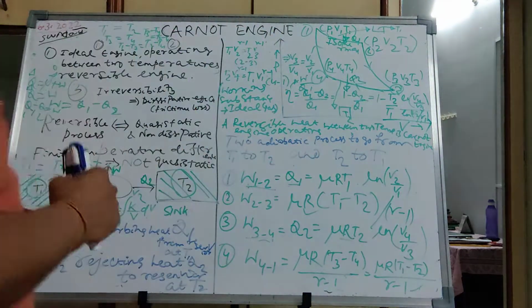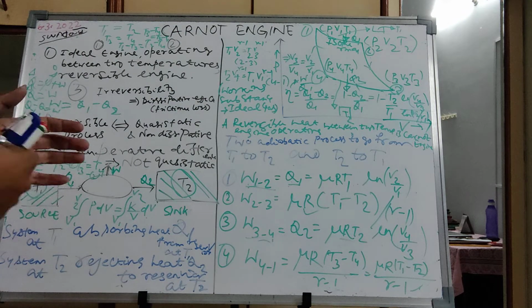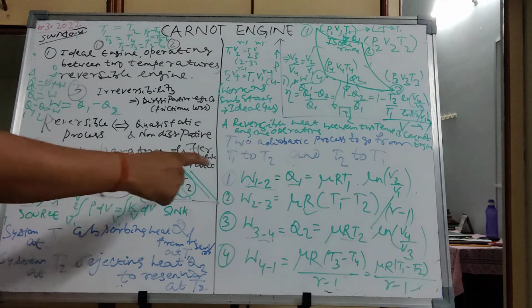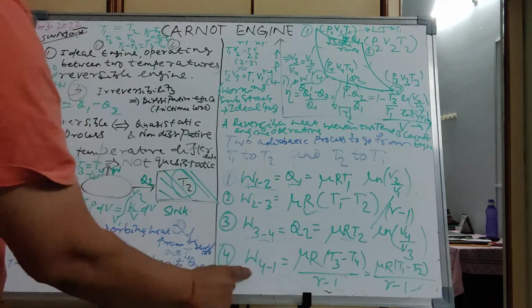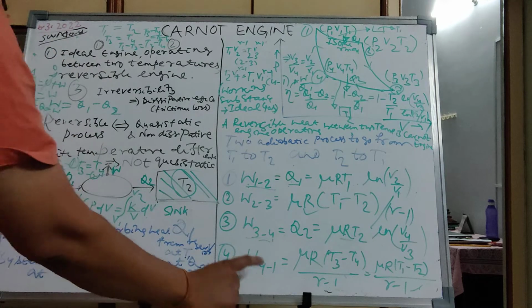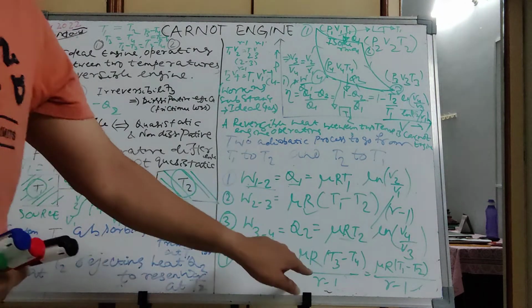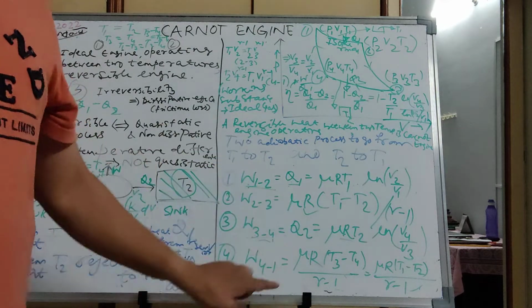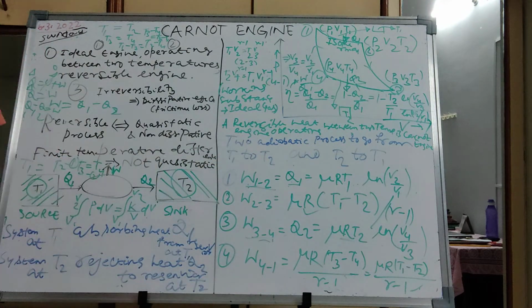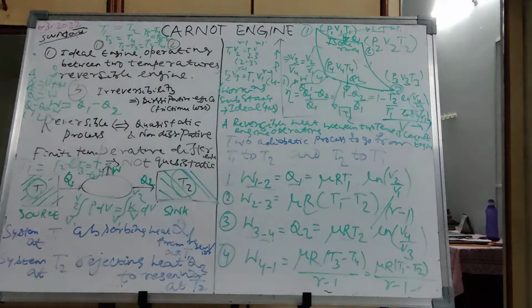Because these two work dones are almost the same, the total work done is this work done, this work done, this work done, this work done. Because one work done is expansion and the other is compression, they will nullify each other, because these two terms are the same. So if they nullify each other, then you have Q1 minus Q2.